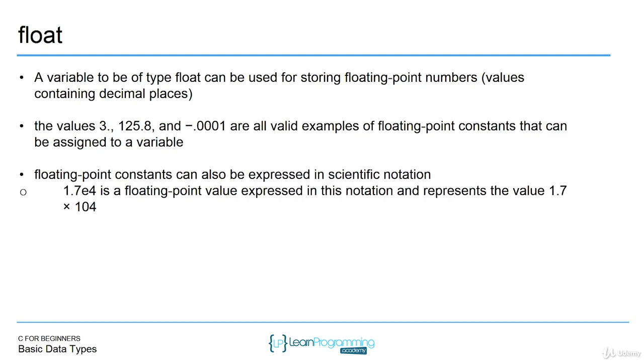Floating point constants, which are the values that you assign, can also be expressed in another notation. It's called scientific notation. So you can assign a value like 1.7e4 to a floating point variable. And that just means that it's represented in scientific notation. The C compiler understands it. It represents the value as 1.7 times 10^4.